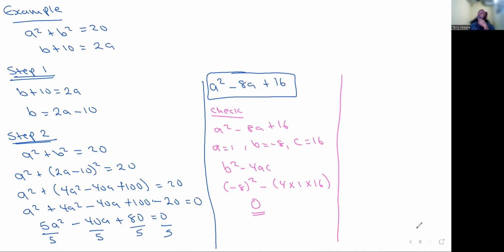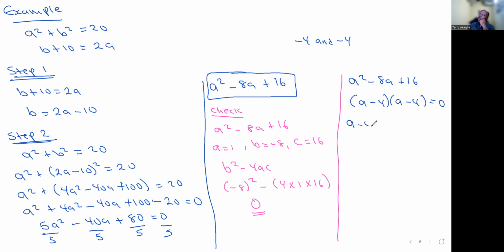So we have a squared minus 8a plus 16. You can use the formula method, completing the square, or factorization, and we're going to use factorization. Since a is equal to 1, I'll look for two numbers that multiply to give 16 and add to give minus 8. So it's going to be minus 4 and minus 4. Minus 4 times minus 4 gives 16, and minus 4 plus minus 4 gives minus 8. So it's (a minus 4)(a minus 4) equals 0.